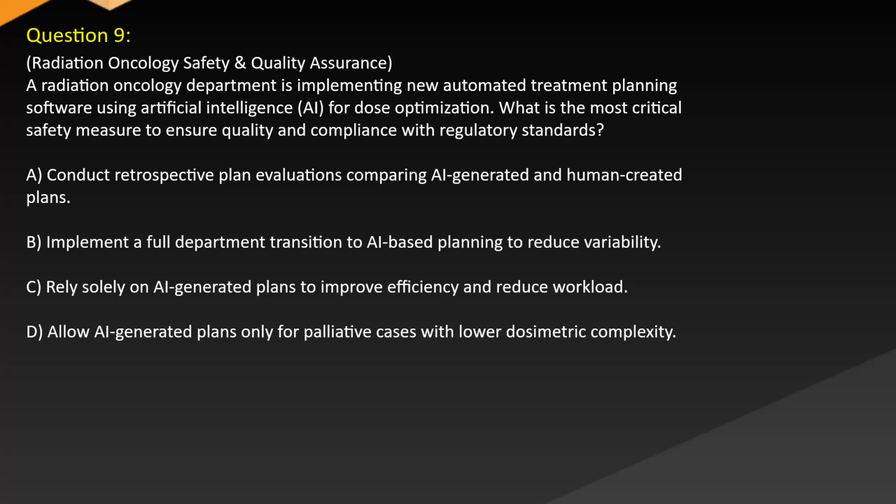A. Conduct retrospective plan evaluations comparing AI-generated and human-created plans. B. Implement a full department transition to AI-based planning to reduce variability. C. Rely solely on AI-generated plans to improve efficiency and reduce workload. D. Allow AI-generated plans only for palliative cases with lower dosimetric complexity.